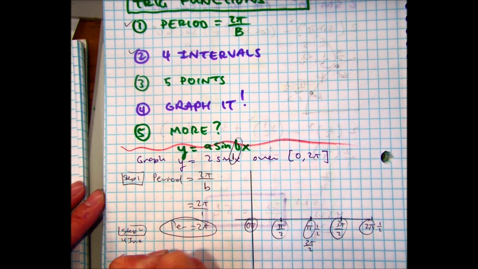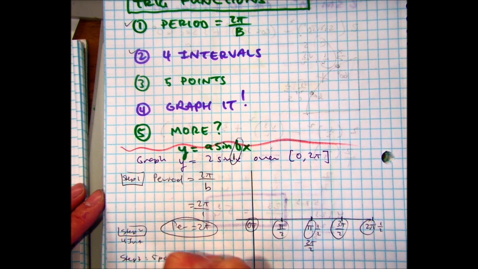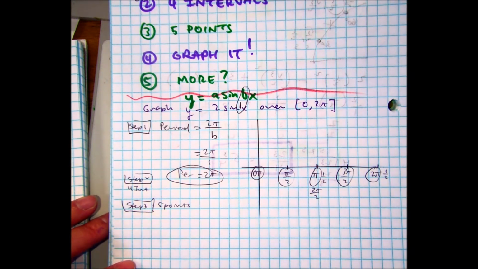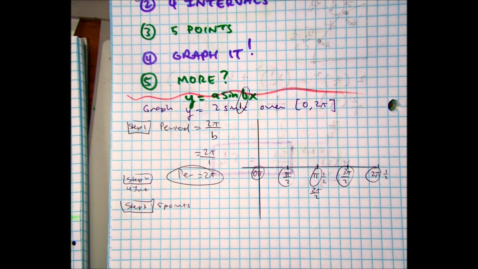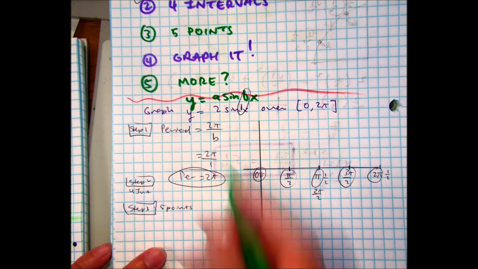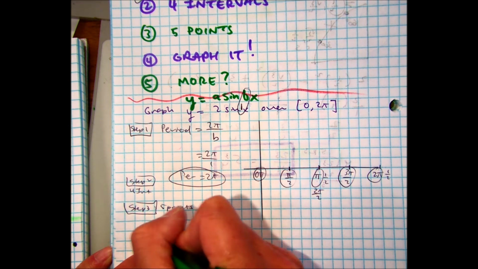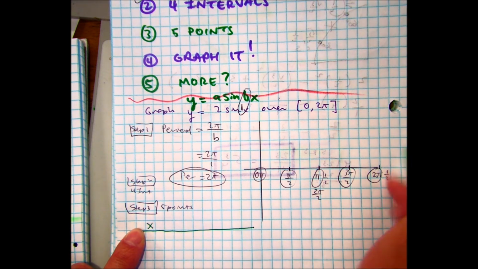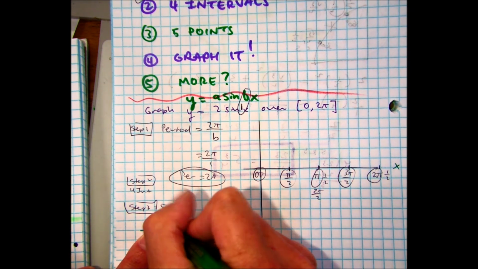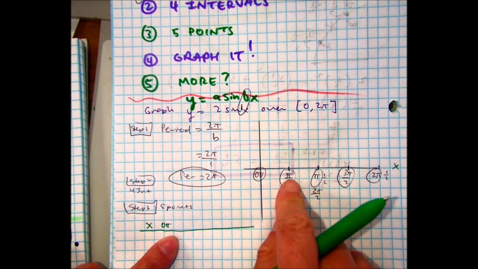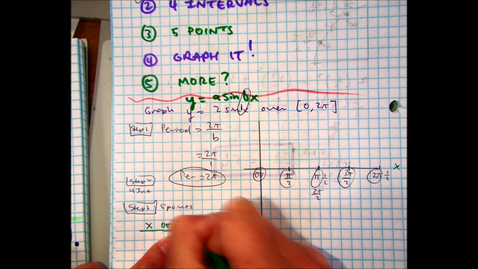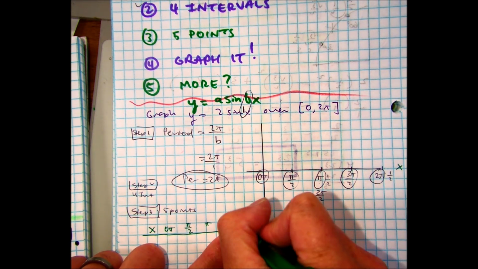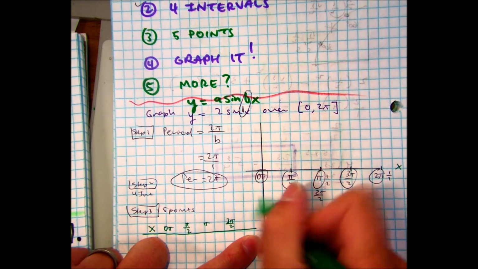Step number 3 now is we're going to find 5 points. We're going to find 5 points. In order to do that, I'm going to draw a sideways table. And the x values that I'm going to write here come from my x-axis. So 0 pi, pi over 2, pi, 3 pi over 2, and 2 pi.